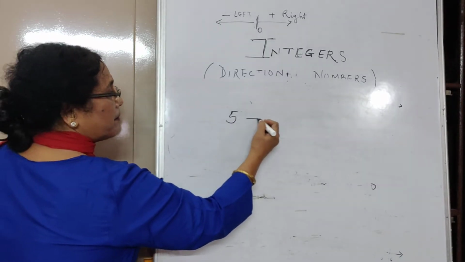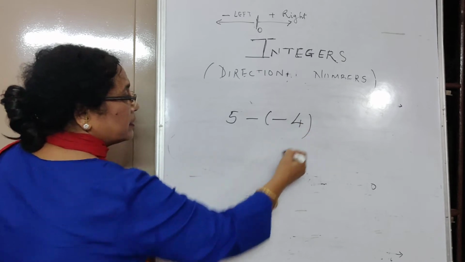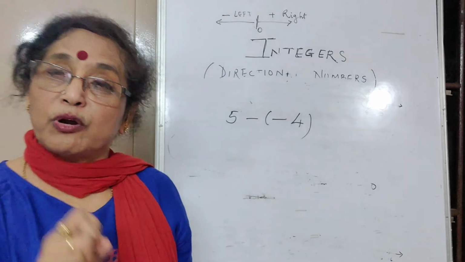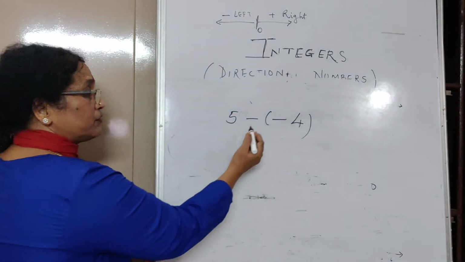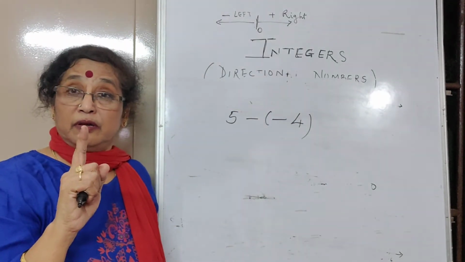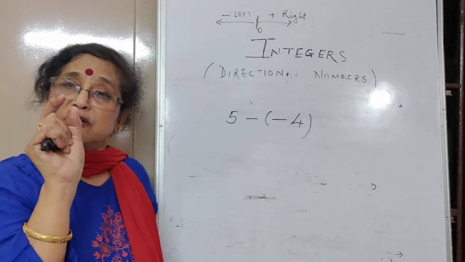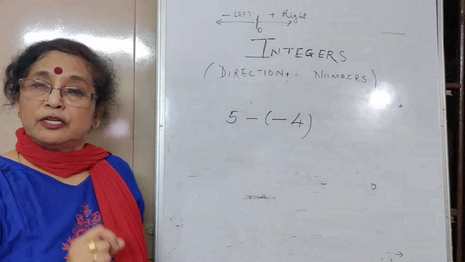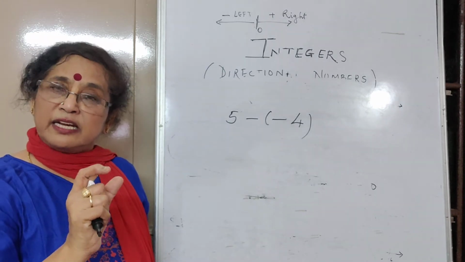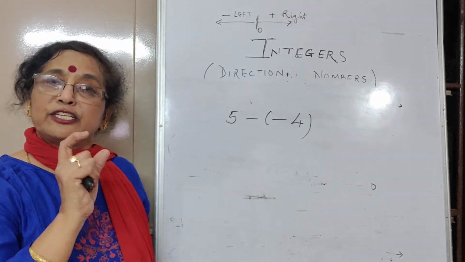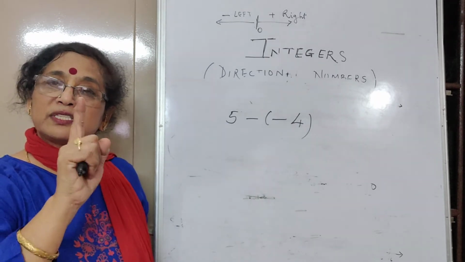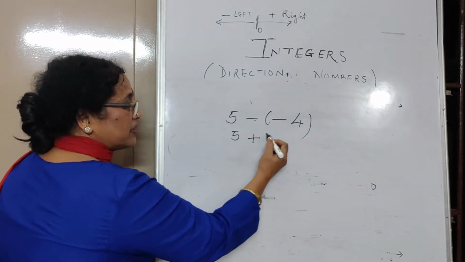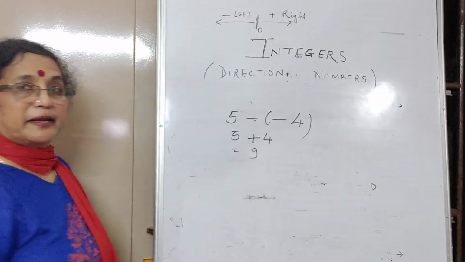Suppose I have 5 minus of minus 4. Again two signs are there. So what to do? Here you have to make it into one sign. Always operation between two numbers, there will only be one sign. So minus and minus become plus. Two like signs side by side will always turn to plus. And two unlike signs will always turn to a single sign minus. So this is 5 plus 4, and you all know it's 9.